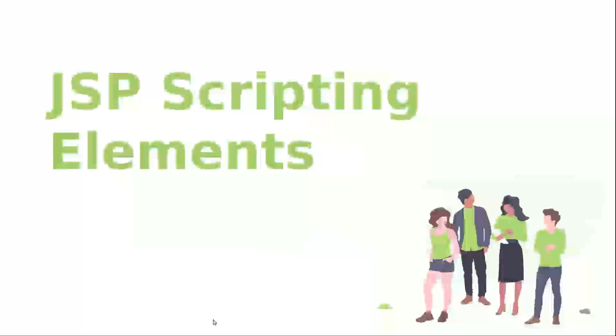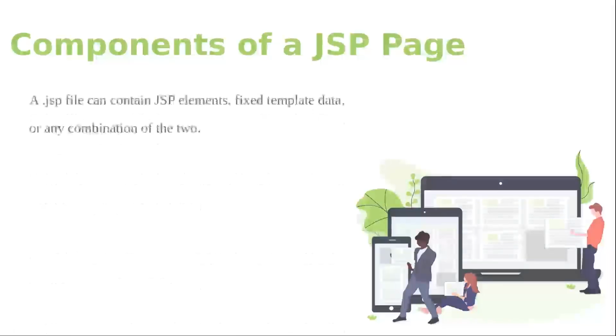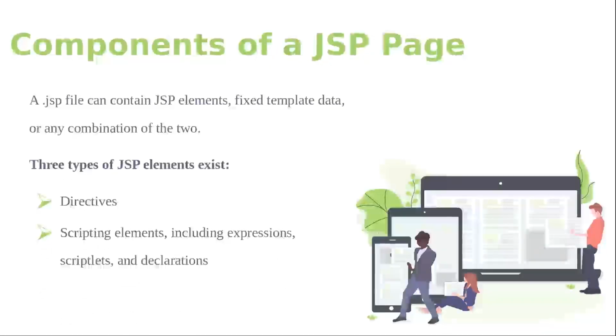Now we'll come to the JSP scripting elements. These are the scripting elements that are present inside the JSP page. The components of the JSP page are: a JSP file can contain JSP elements, fixed template data, or the combination of the two. Now the three types of JSP elements that exist are directives, then scripting elements, including expressions, scriptlets, and declarations, and actions. These are the standard actions.